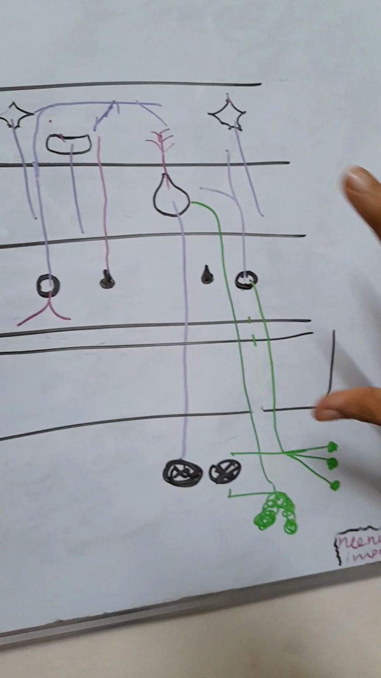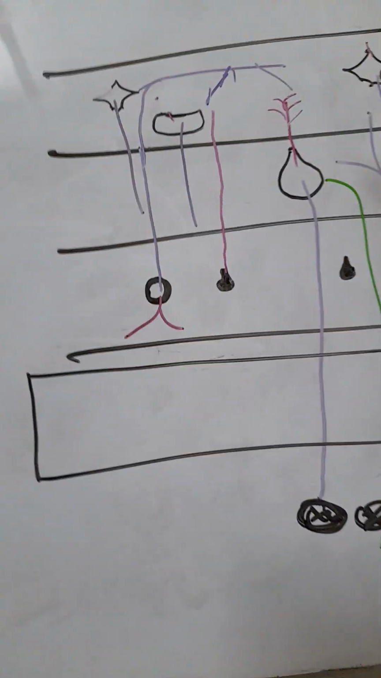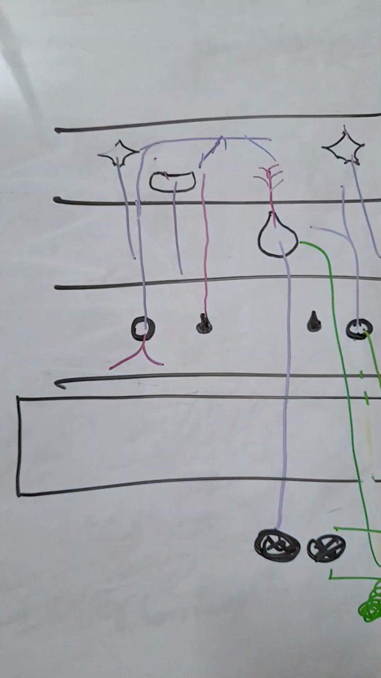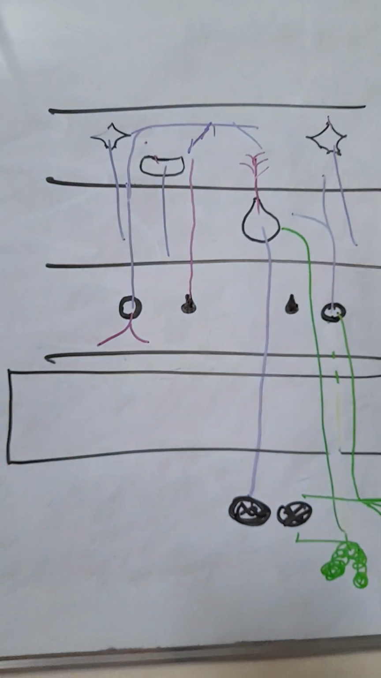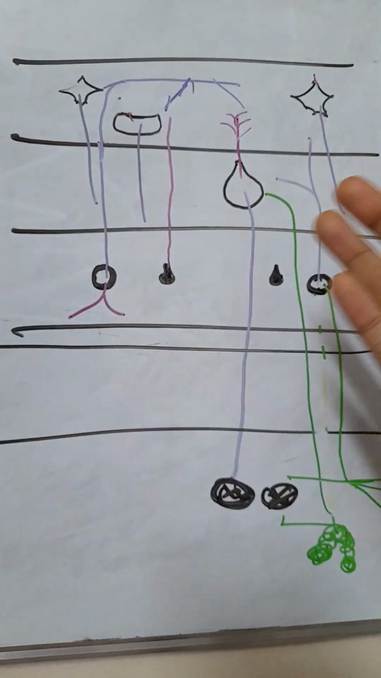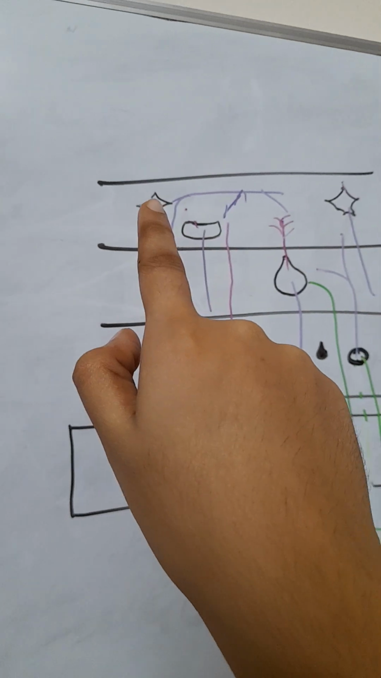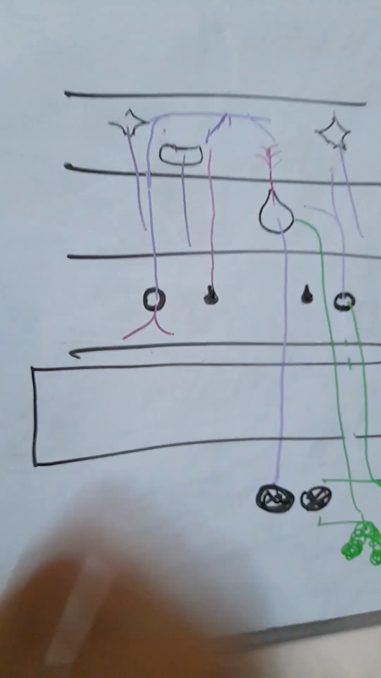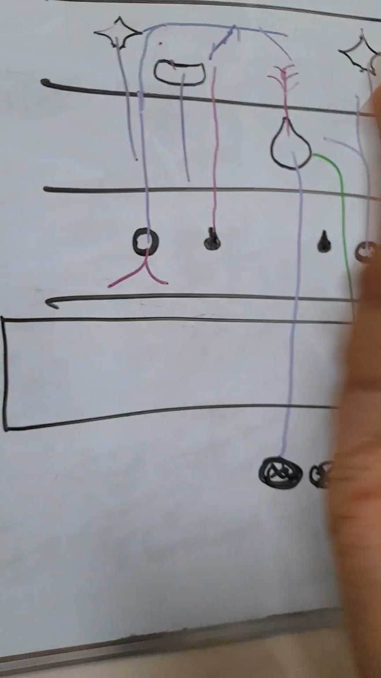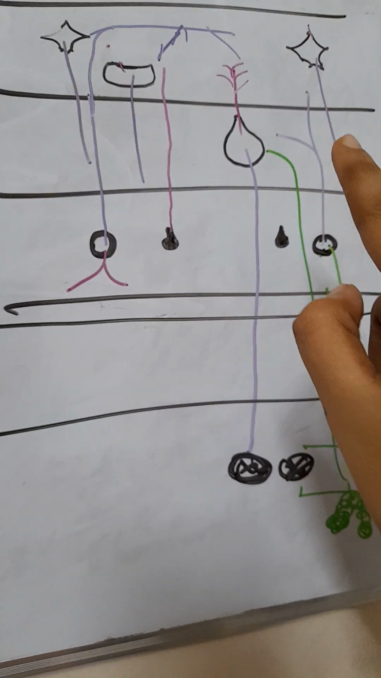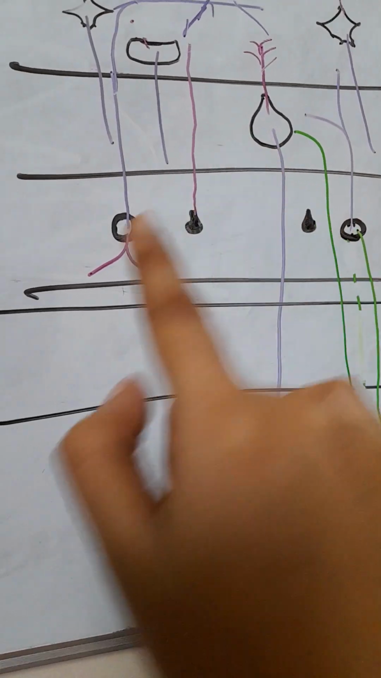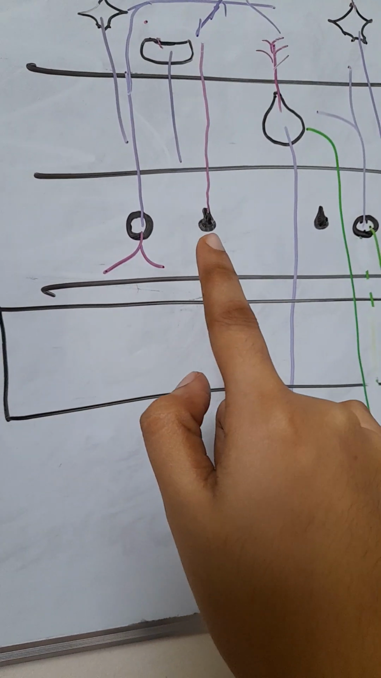Now if we were to take the cerebellar cortex alone, it's got three layers: the outer molecular layer, the middle Purkinje layer, and the inner granular layer. These star-shaped neurons you see over here are the stellate cells, and these are basket cells. These are going to be Purkinje cells, this is going to be the granule cells, and this is going to be the Golgi cells.